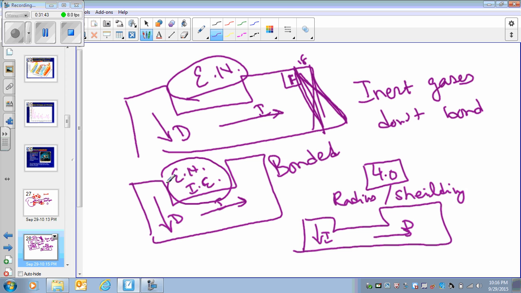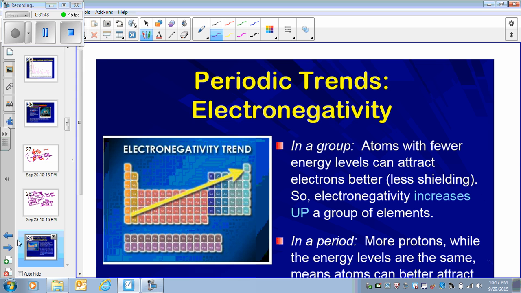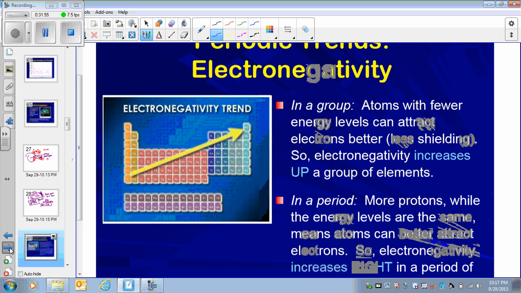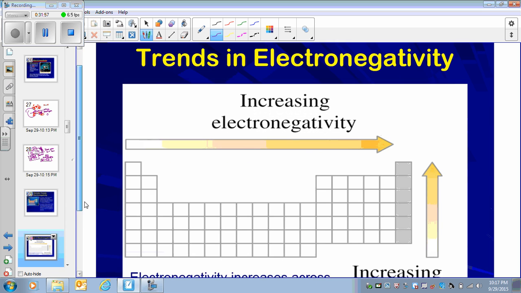The other trend I want to talk about is electron affinity. So let's go to electron affinity. You can read through these slides, but I have already given you the explanation for all of this.